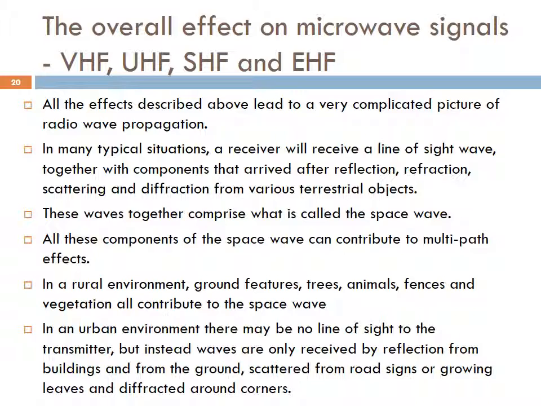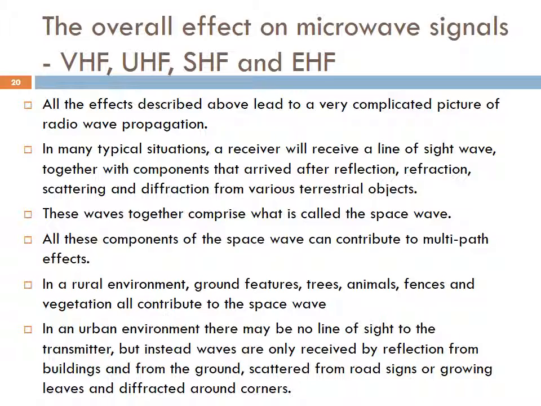All the effects described before lead to a very complicated picture of radio wave propagation in many typical situations. A receiver will receive a line-of-sight wave together with components that arrived after refraction, scattering, and diffraction from various terrestrial objects. These waves together comprise what is called the space wave. All these components of the space wave can contribute to multipath effects.